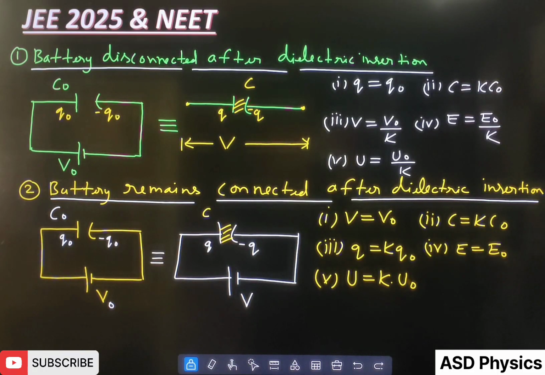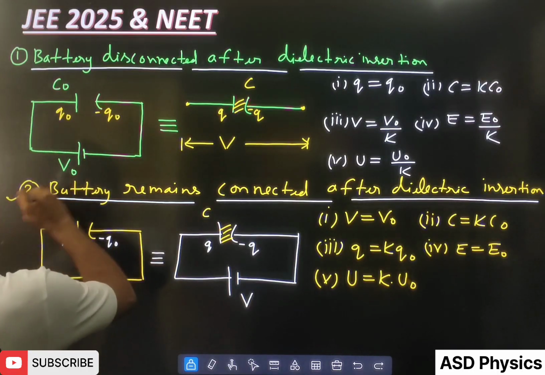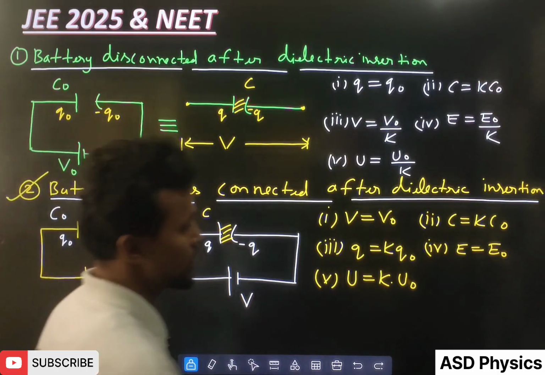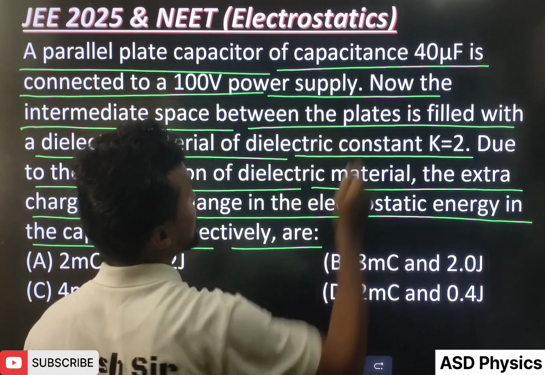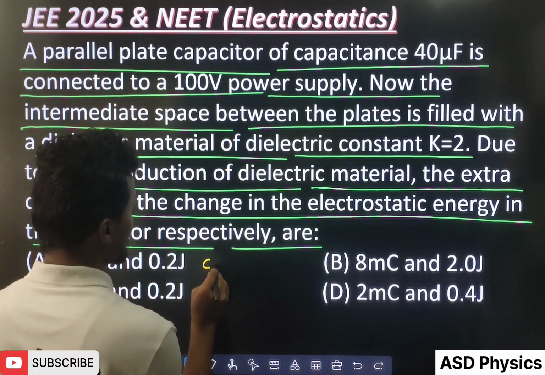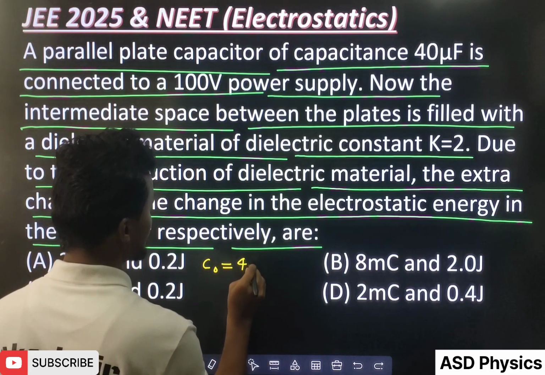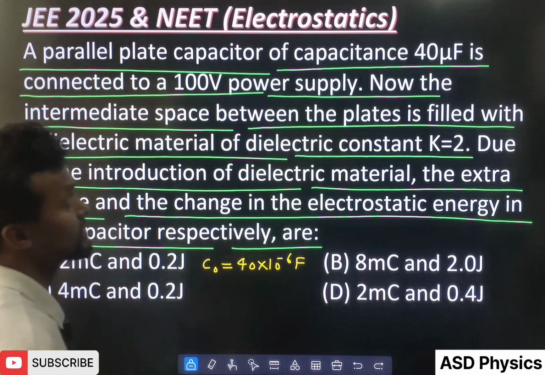Now you can see very well our question belongs to the second one. So again we'll go to the question and note down the data. The initial capacitance C0 is given as 40 microfarad, that means 40 into 10 power minus 6 farad.